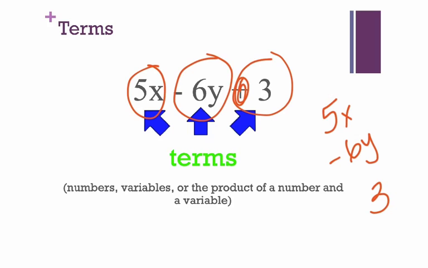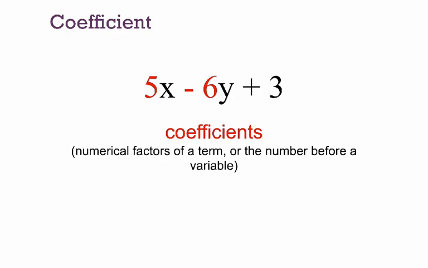Now, terms can consist of numbers and variables or the product. What does product mean? Multiply, hopefully remember that. So this 5x is really like 5 times x, but we just write it as 5x. Negative 6y is really negative 6 times y. So that's why it is a product. We are coupling it. It is a single term.